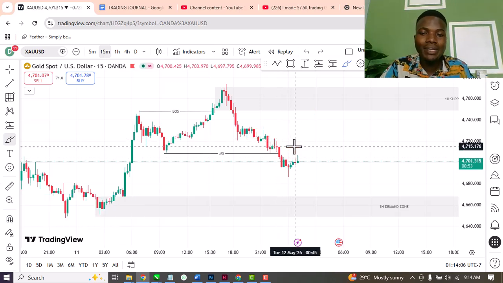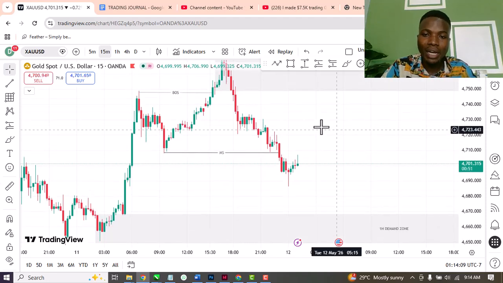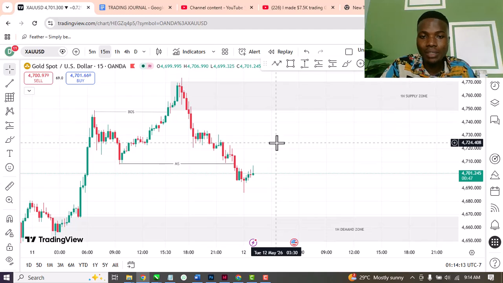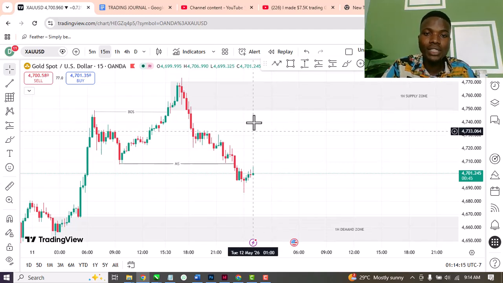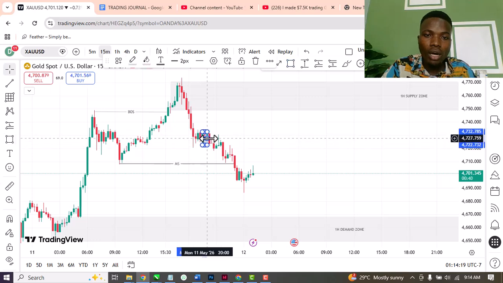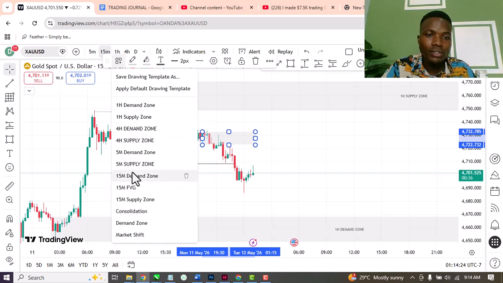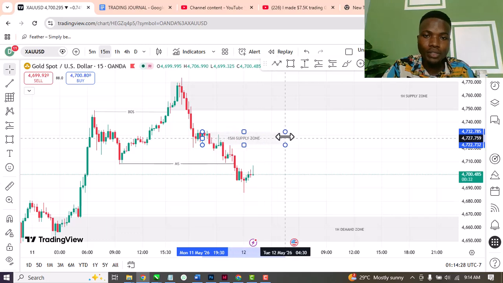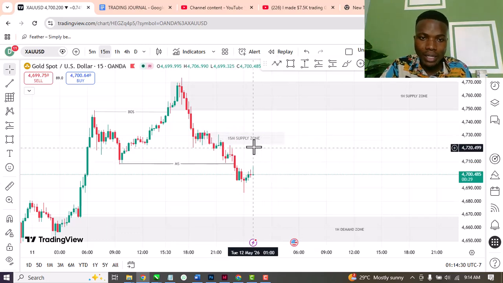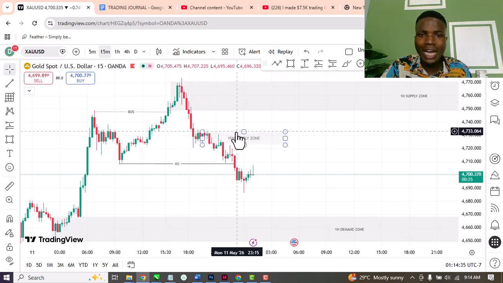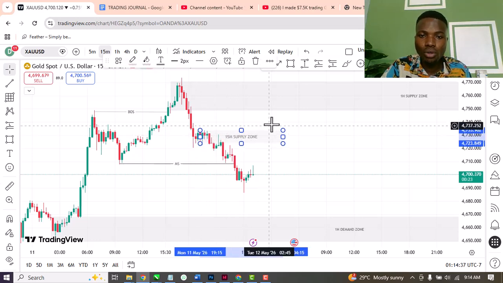That is what I'll be expecting price to do, because this is a 1 hour supply zone, it just depends. Since this is 15 minutes, we have some valid supply zones right here. This is a 15 minutes supply zone. We have one right here. In fact, this is the external 15 minutes supply zone. So I think I should just niche it down to this zone alone.